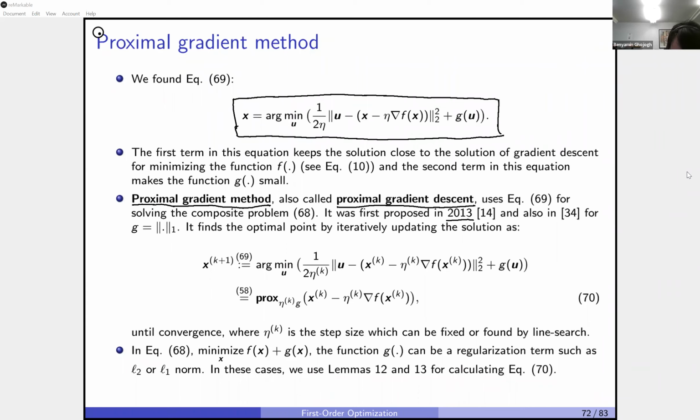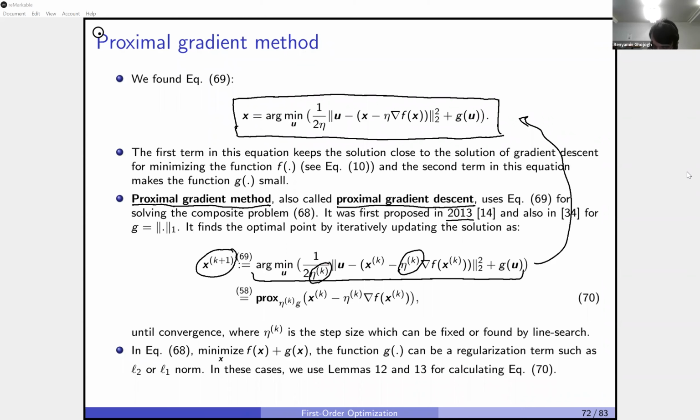It says that iteratively, in each iteration, we set x k plus 1 to the argmin of this term. This is exactly this, right? But x is the x in the previous iteration, and we also can have an adaptive learning rate. So consider this eta to be the learning rate.